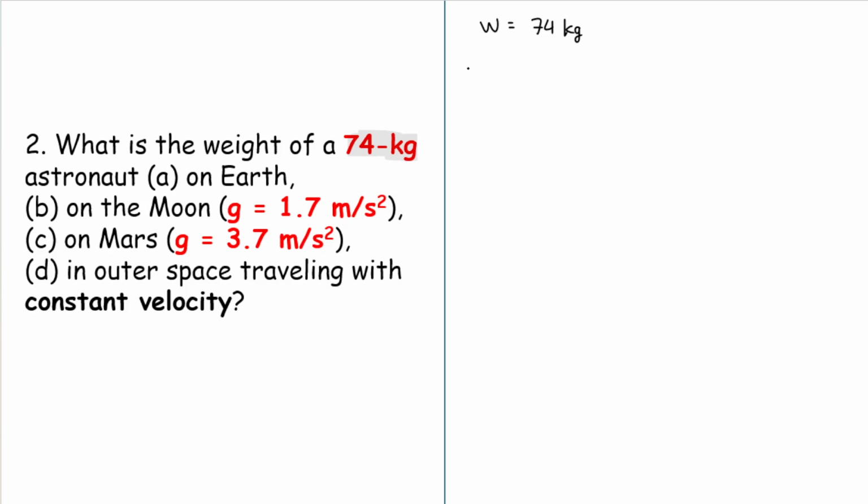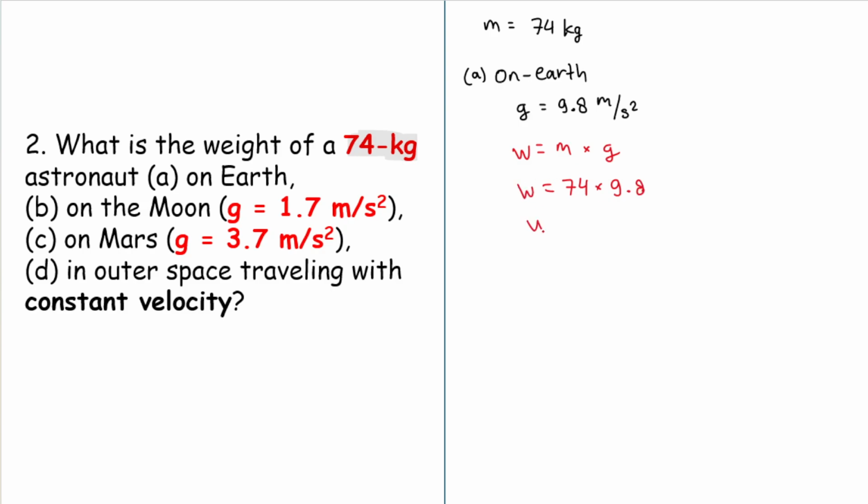Let's answer question A. On Earth, what is the gravitational acceleration? We know for sure that it will be 9.8 meters per second squared. So we can just calculate the weight here. The weight is just the mass multiplied by the gravitational acceleration. So I will have 74 multiplied by 9.8.